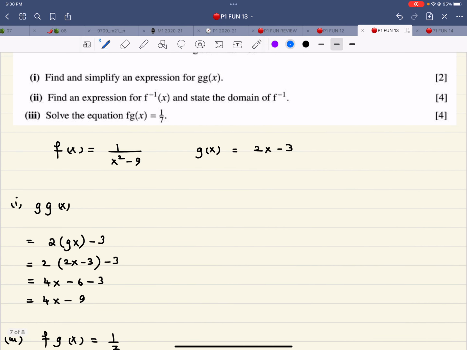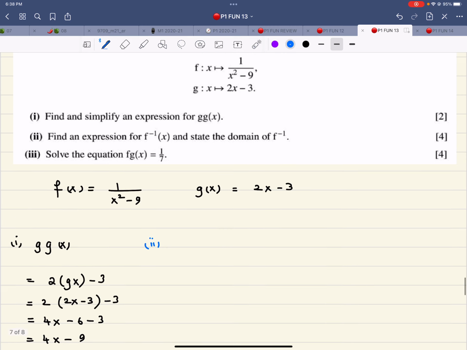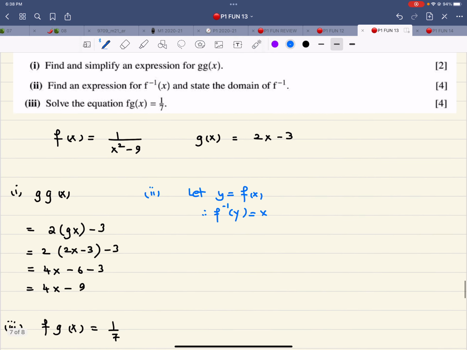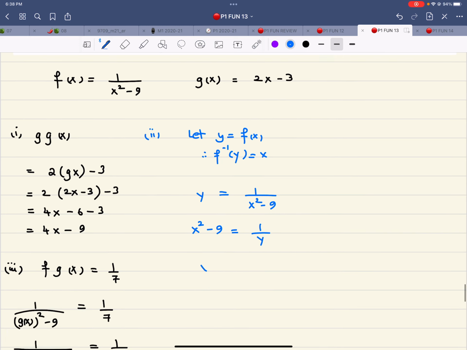That's the second part. Find an expression for f inverse and state the domain of f inverse. Let y equal f(x). Therefore, f inverse of y equals x. So y equals 1 over x squared minus 9. x squared minus 9 equals 1 over y. x squared equals 1 over y plus 9. x equals the square root of 1 over y plus 9.